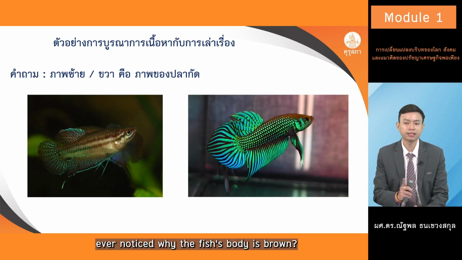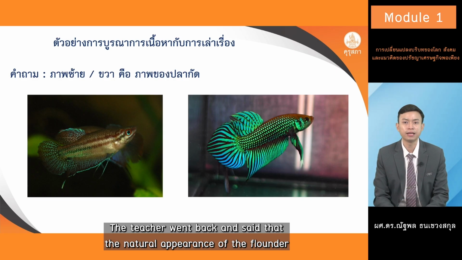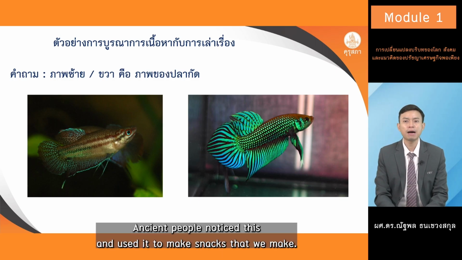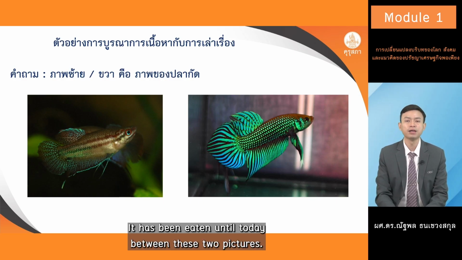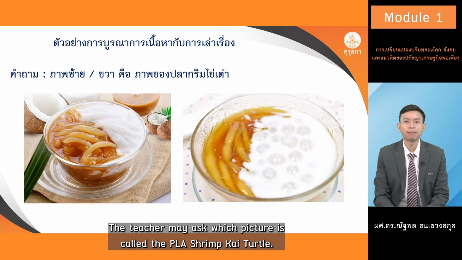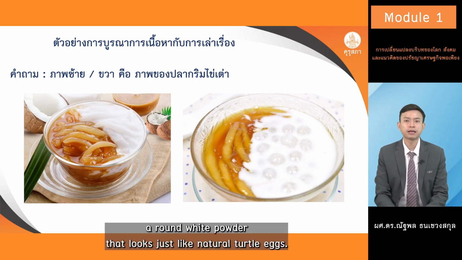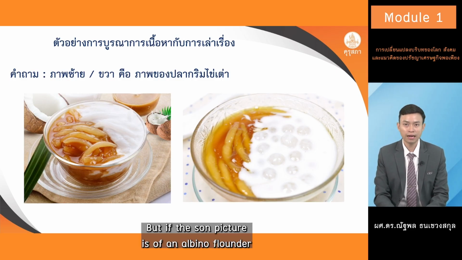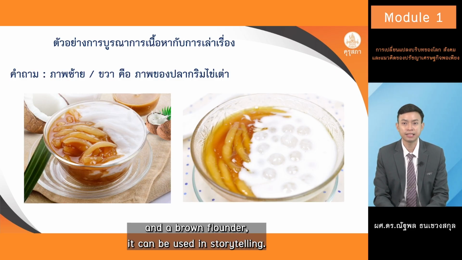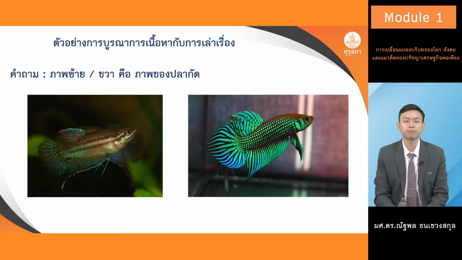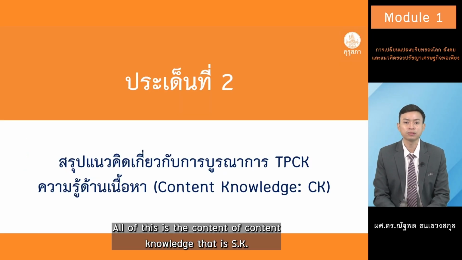Have students ever noticed why the fish's body is brown? The teacher goes back and says that the natural appearance of the flounder is brown. Ancient people noticed this and used it to make snacks that have been eaten until today. Between these two pictures, the teacher may ask, which picture is called the pla krim kai turtle? The answer will be the right picture, because the turtle egg is a round, white powder that looks just like natural turtle eggs. But if the picture is of an albino flounder and a brown flounder, it can be used in storytelling. All of this is content knowledge, that is CK.